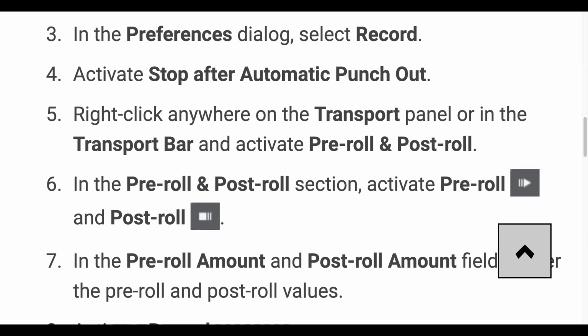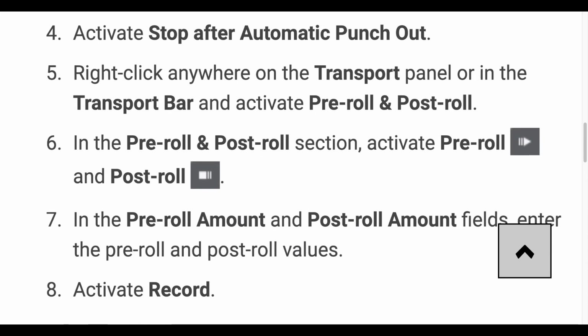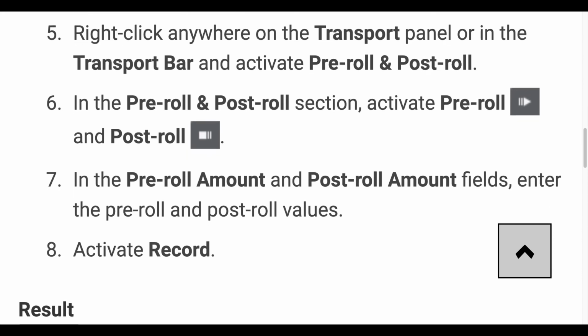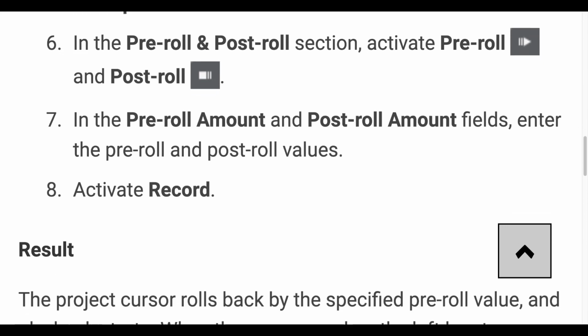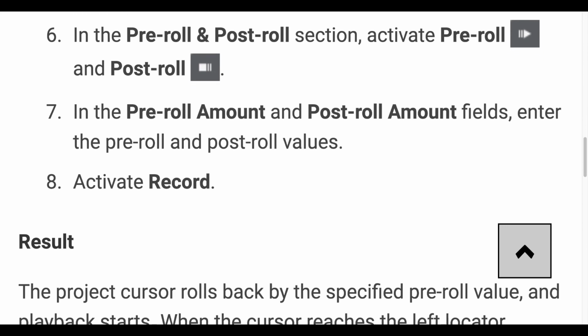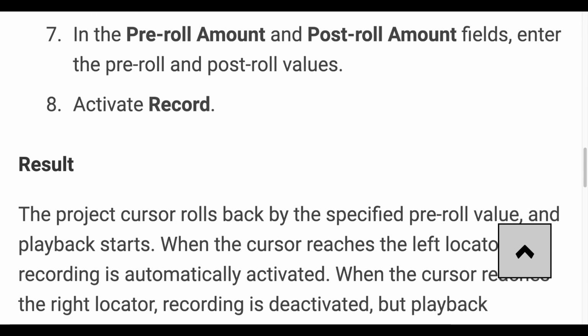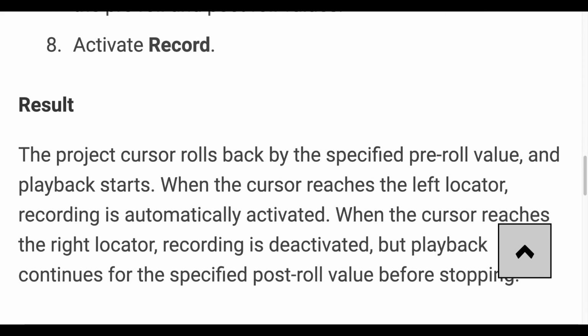In the Preferences dialog, select Record. Activate Stop after automatic punch out. Right-click anywhere on the transport panel or in the transport bar and activate pre-roll and post-roll. In the pre-roll and post-roll section, activate pre-roll and post-roll. In the pre-roll amount and post-roll amount fields, enter the pre-roll and post-roll values.